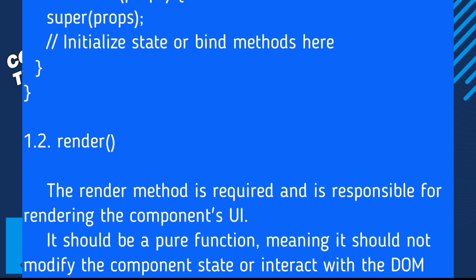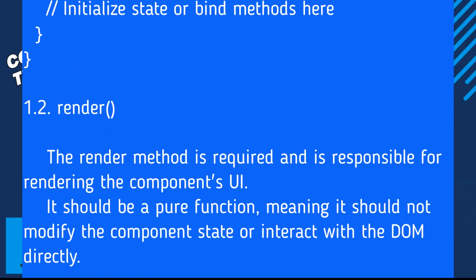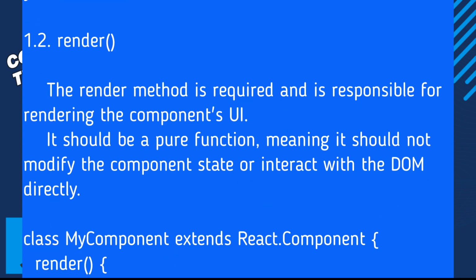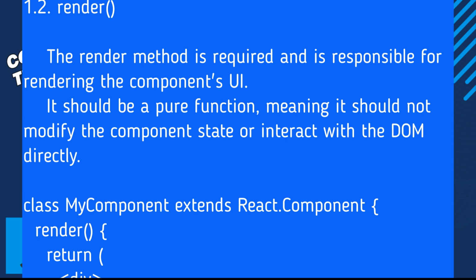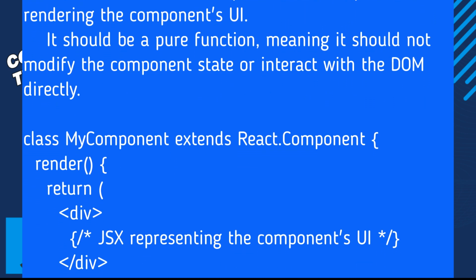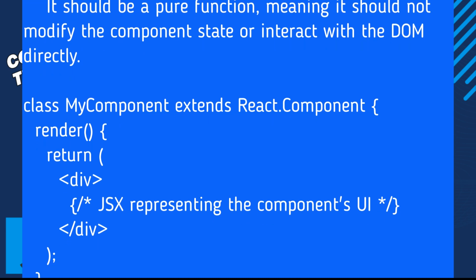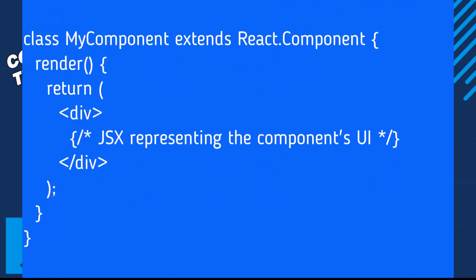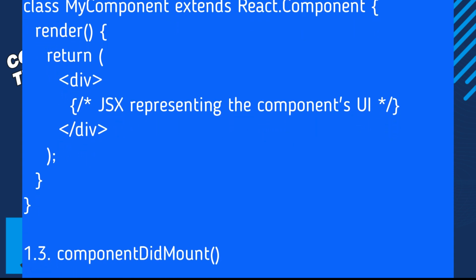1.2. Render. The render method is required and is responsible for rendering the component's UI. It should be a pure function, meaning it should not modify the component state or interact with the DOM directly. Class MyComponent extends React.Component, render, return, div, JSX representing the component's UI, div.